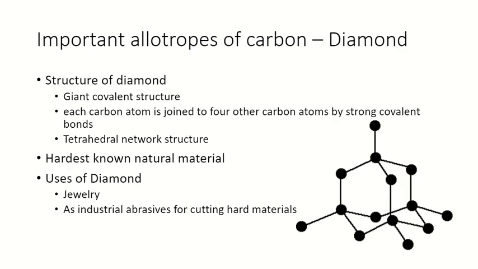So firstly, diamond. So diamond has a giant covalent structure, and each carbon atom is joined to 4 other carbon atoms by strong covalent bonds. So this forms a tetrahedral network structure within the diamond itself. So one of the properties of diamond is that it is the hardest known natural material, and this causes it to function as an industrial abrasive for them to cut hard materials. It also functions as jewelry and has a very high cost for some types of diamond.